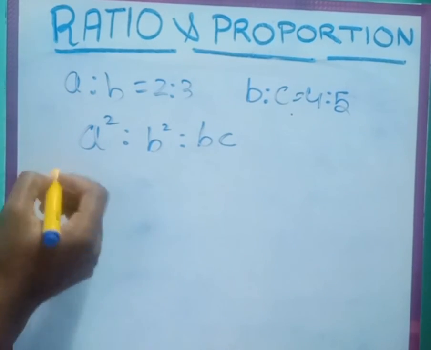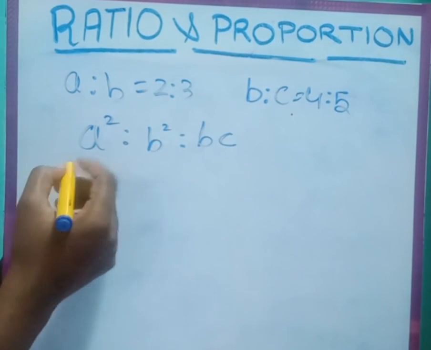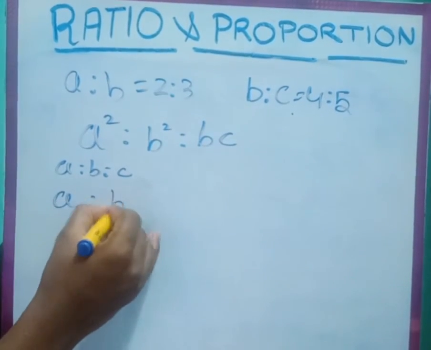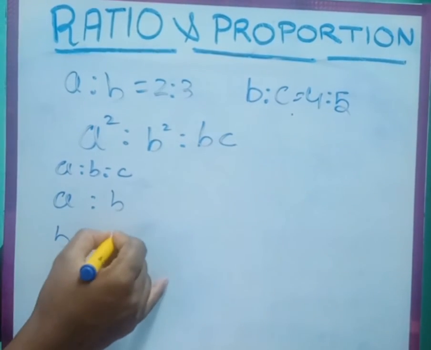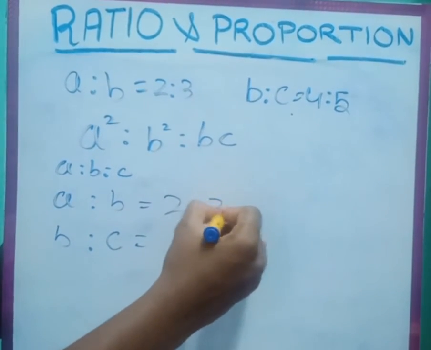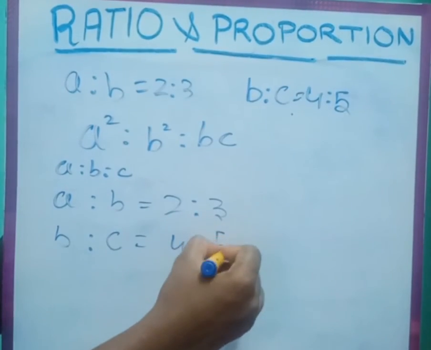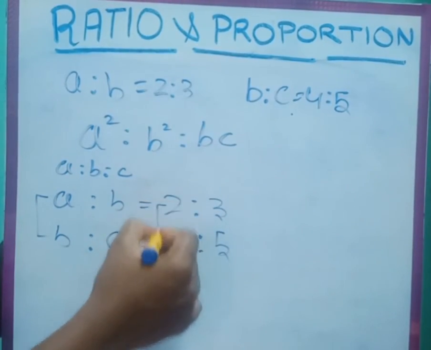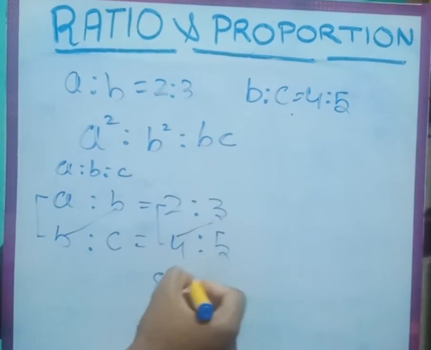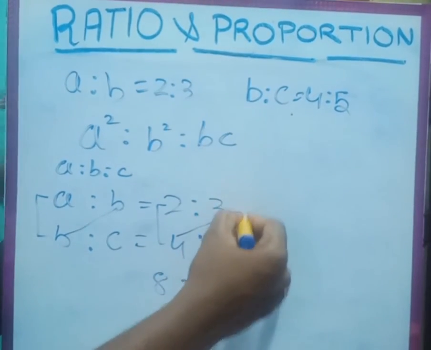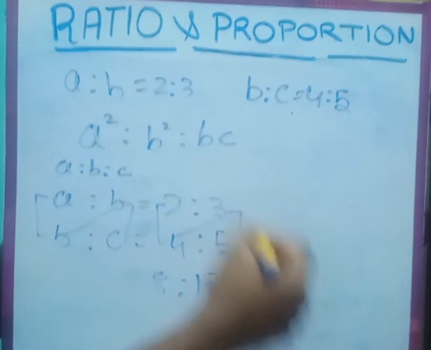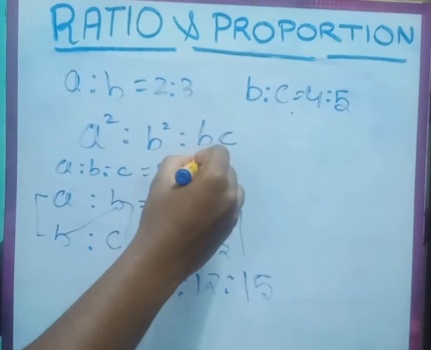So, how I showed you to find a continued proportion: first we have to find A is to B is to C. For that, write A is to B like this and B is to C just below that. Now write the values of these ratios respectively: 2 is to 3, 4 is to 5. First multiply A and B: 2 4s are 8. Then B and B: 4 3s are 12. Now multiply 3 and 5, B and C, so we get 15. So we got 8 is to 12 is to 15.